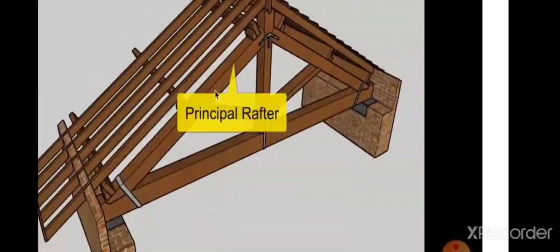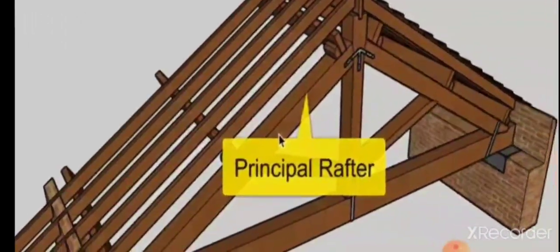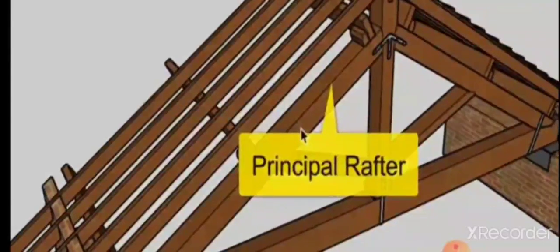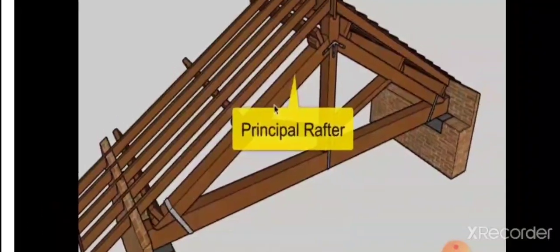So what is the size of the principal rafter given? It was, I think, 100 by 100. So the front dimension, as the arrow mark is suggesting, is 100 and the inside dimension is also 100.